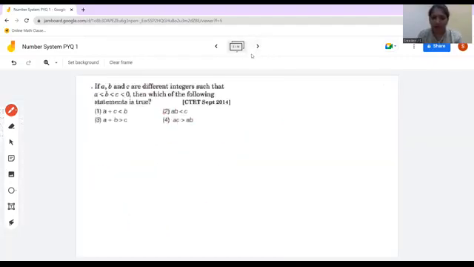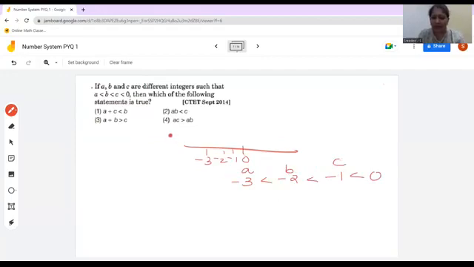Okay. Next question. If A, B and C are different integers such that A less than B less than C less than 0, then which of the following statements is true? Okay. So with A, B and C, you may not be able to conveniently do it. So let us take 3 integers which are less than 0. In the number line also you can see less than 0 we can take -1, -2, -3 for example. So anyway -3 is less than -2 is less than -1 is less than 0. So we can take A as -3, B as -2 and C as -1. So let us check the conditions one by one.